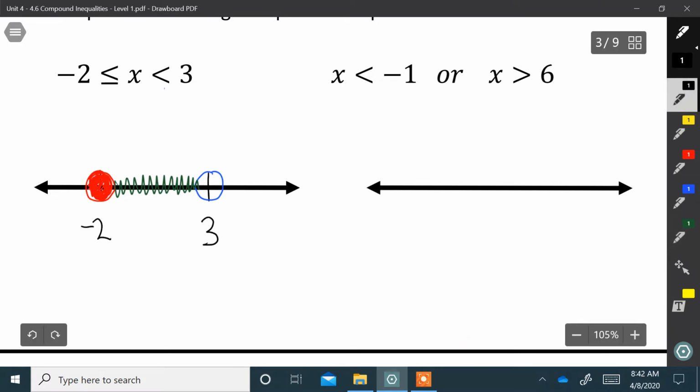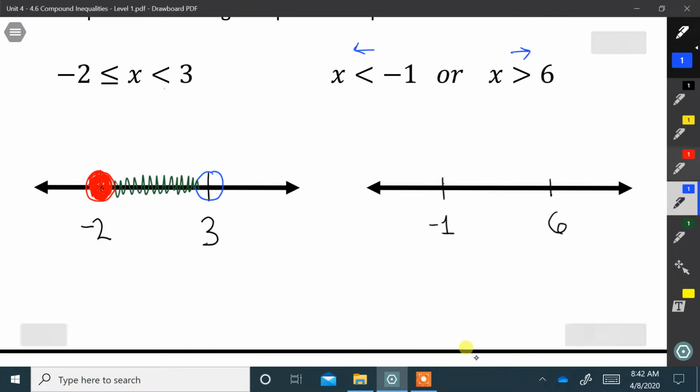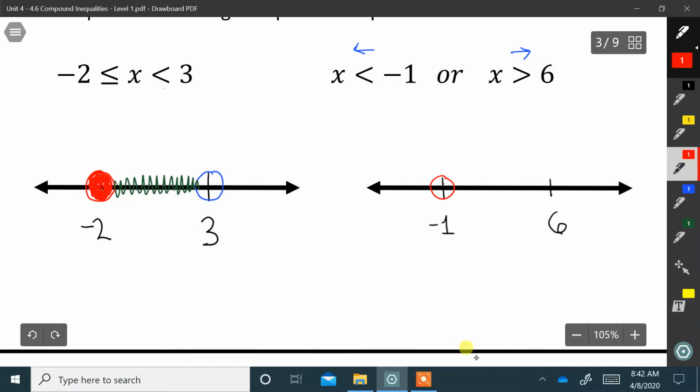On the other hand, we have this one here. This one means, and for this one, you usually just look at the symbols. This one is pointing that way. This one is pointing that way. So you're going to put an open circle there, and we're going to go opposite ways.